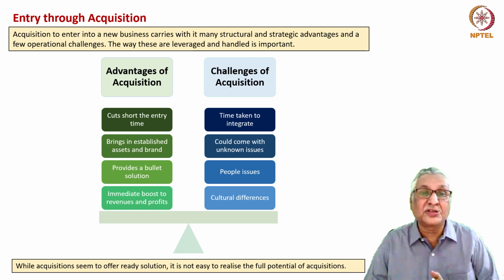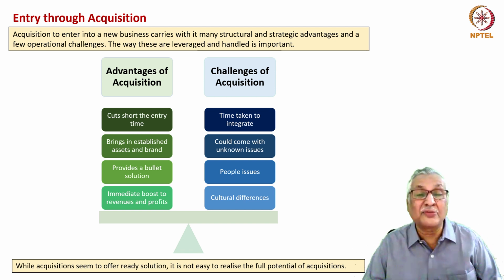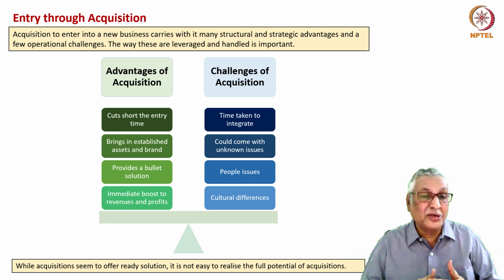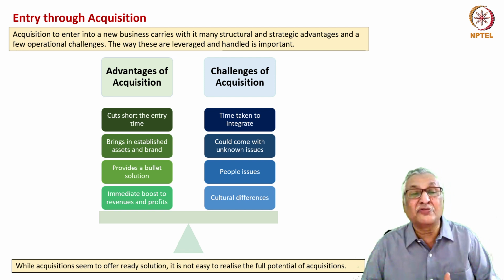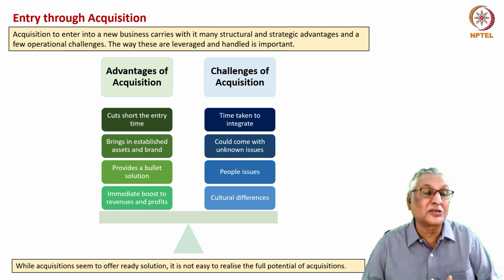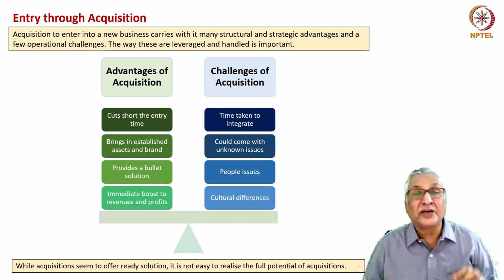There are several advantages of acquisition. First, it cuts short the entry time. Instead of taking years to build a brand, you acquire a brand, and 5 to 10 years of brand building time is cut immediately. It may take 5 to 10 years to build a plant and get regulatory approvals in the pharmaceutical industry. By acquiring a plant, you advance everything in no time. It brings in established assets and brands, provides a one time bullet solution for the need to enter into a new business, and it provides immediate boost to revenues and profits.